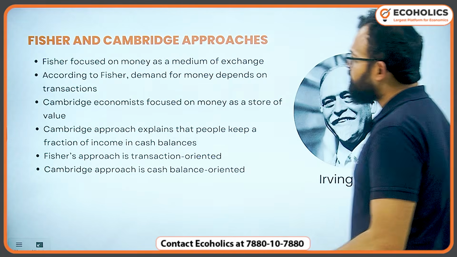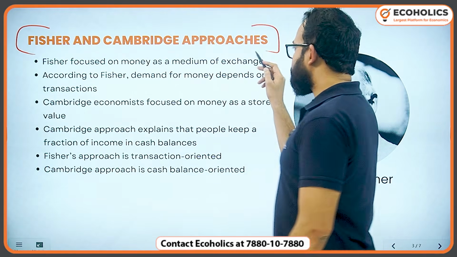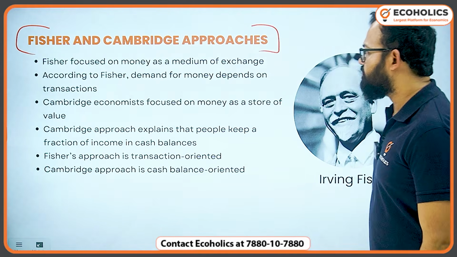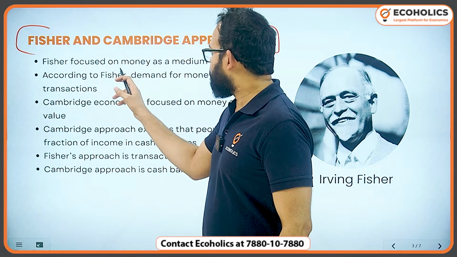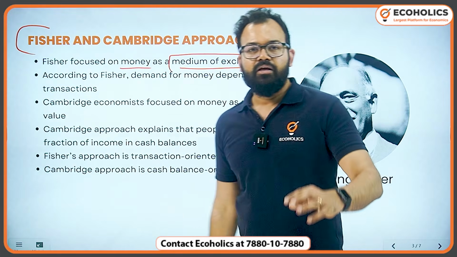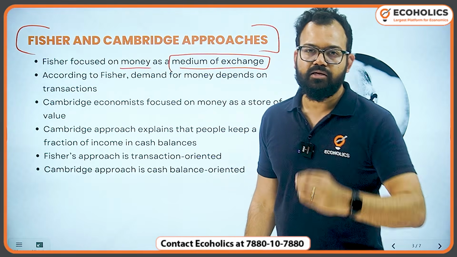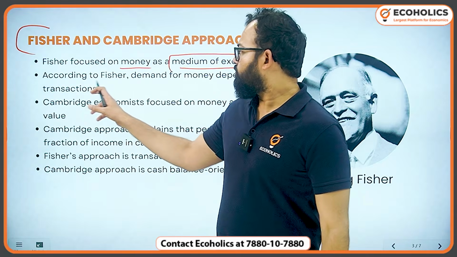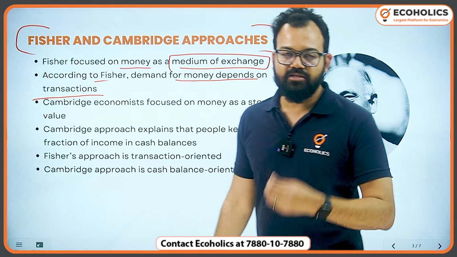Then we have Fisher and Cambridge approach. Let's see. So two approaches. Cambridge is a university, so Fisher gave that, then Cambridge modified that. Okay? So Fisher focused on money as a medium of exchange. It means Fisher said that we need money just as a medium of exchange. So in order to buy something, you use money. According to Fisher, demand for money depends on transaction. If you want to do the transaction, then only you will demand.